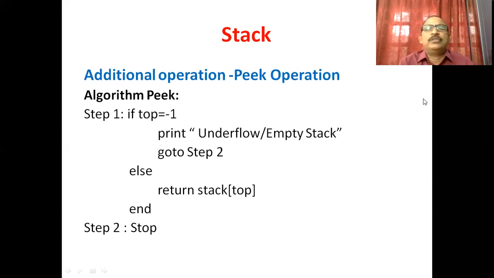One additional operation, the peek operation. There is one slight difference between the peek and the pop operation. In the pop operation, we decrement the top by 1. In the peek operation, we don't decrement top by 1. It simply gives the topmost element of the stack. Is it clear? Now, step 1. If top is equal to -1, the stack is empty or an underflow situation, and go to step 2. Else, return the topmost item of the stack. Is it clear?